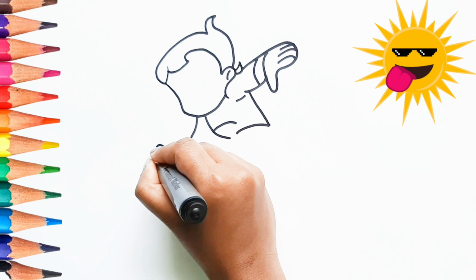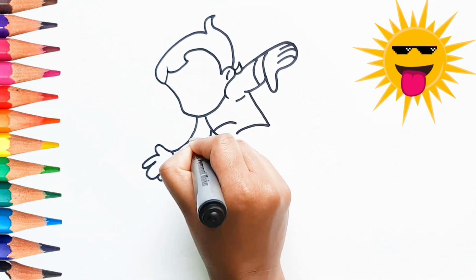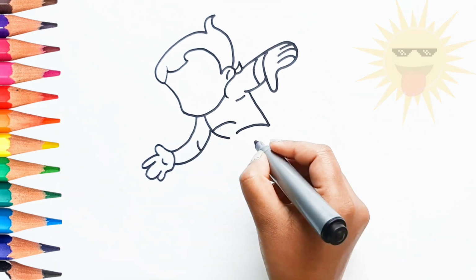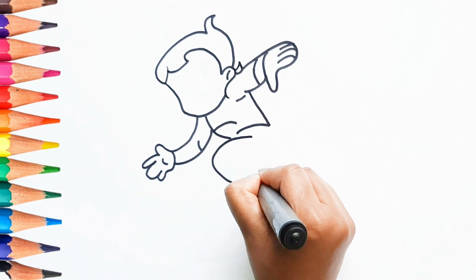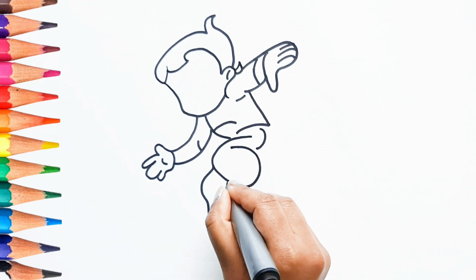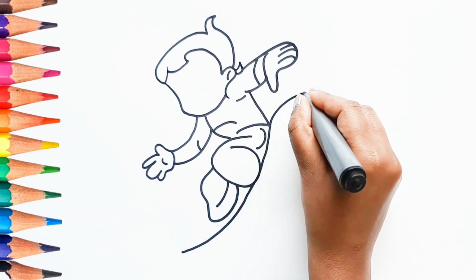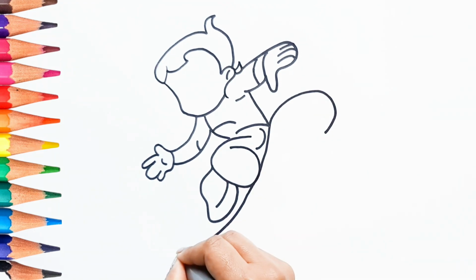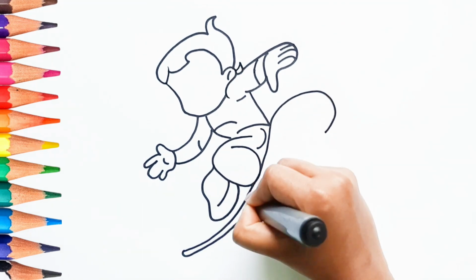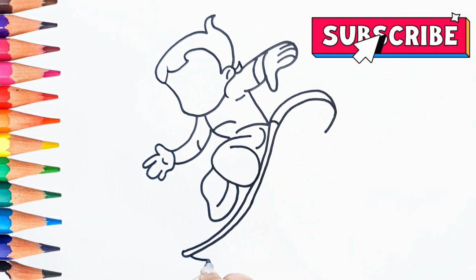The sun has come up. It's a bright sunny day. Let's keep drawing the other hand, and now his legs. Today we are drawing a picture in which Chhota Bheem is riding a skateboard. So let's start drawing the skateboard now.